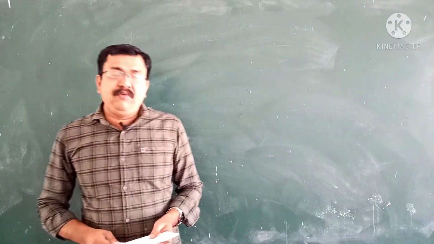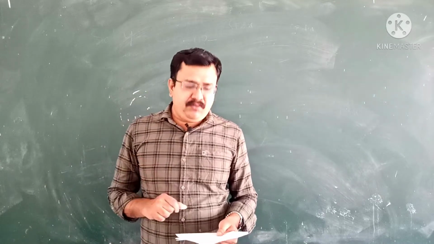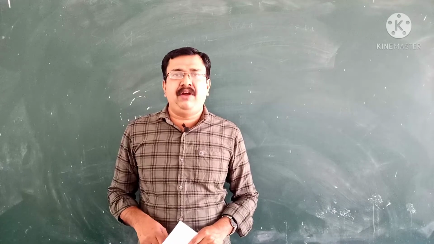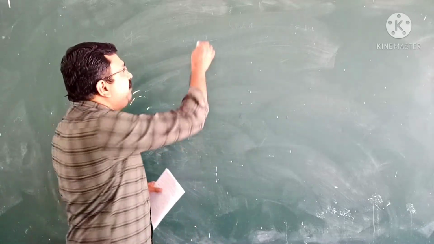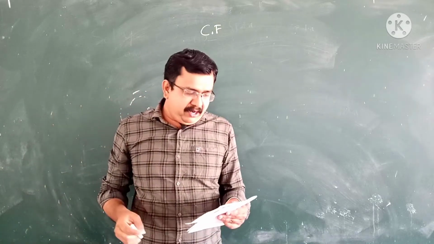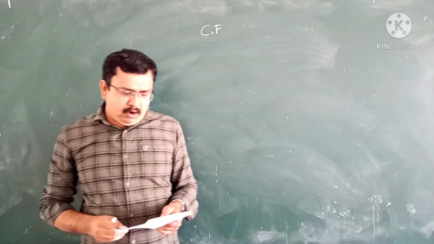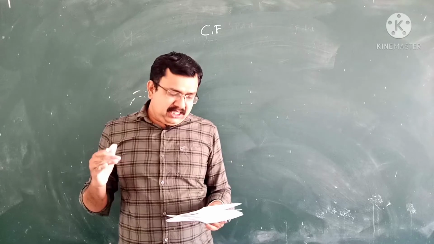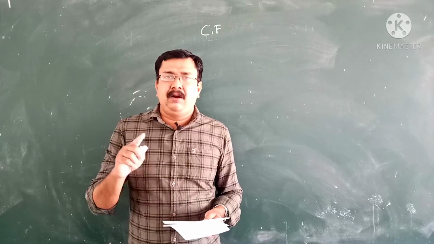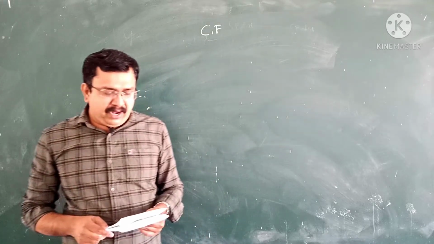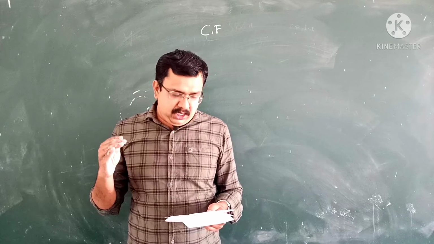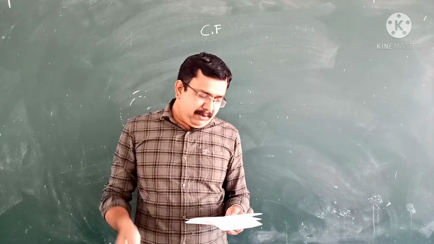Now we are studying the method for finding the complementary function. The complementary function is denoted by CF. In finding the complementary function, the RHS of the given equation is replaced by 0.